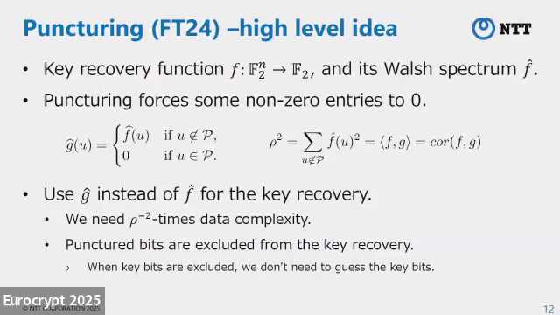This is the example. So g hat at u is equal to f hat at u or just 0. In that case, we can evaluate the correlation rho between the punctured key recovery function g and the original function f by this equation, rho squared. Of course, if we use the original key recovery function f, then the correlation is 1. But now we use g instead of f. So in that case, rho to the minus 2 times the data complexity is required. But puncturing can exclude some key bits from the key recovery map. So we don't need many key bits if we use the punctured key recovery function.